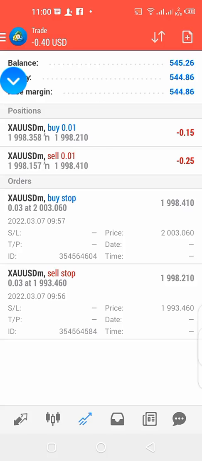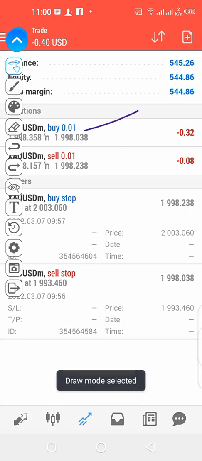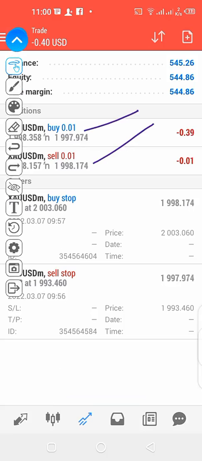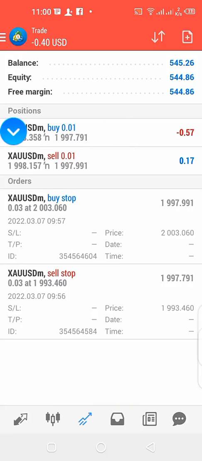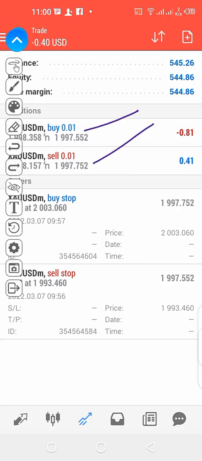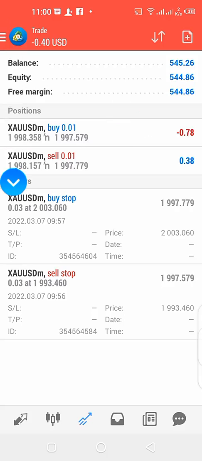So at the psychological level, you place two trades at the same time. I'm talking about the buy and sell trade almost at the same time. Okay, if we look at the mark, the mark is at 1998.358 for my buy trade, and then 1998.157 for my sell trade.